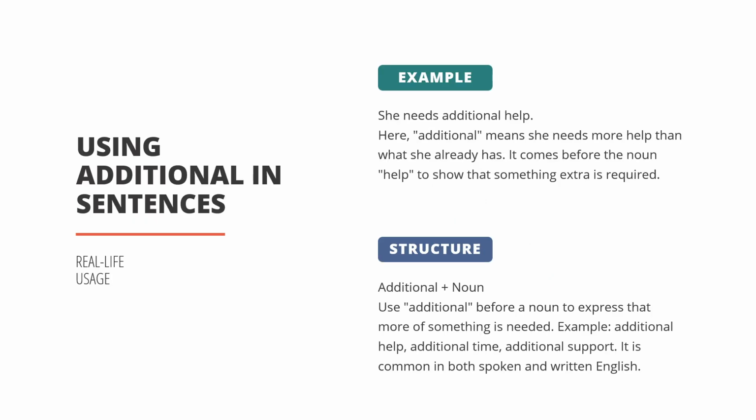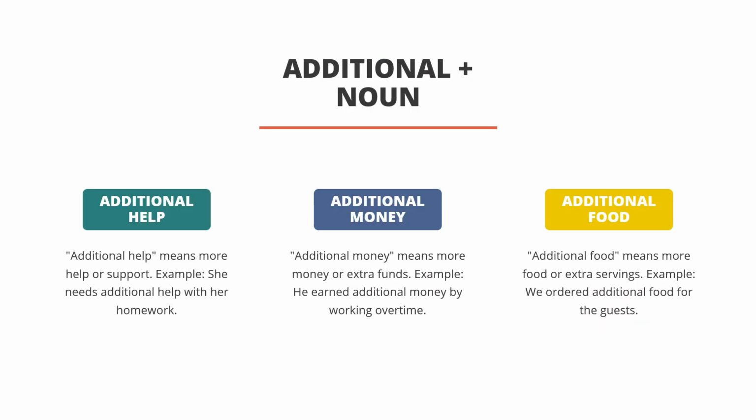Now let's see how to use additional in sentences. She needs additional help. This sentence means she needs more help. Additional comes before the noun help. Additional is usually followed by a noun. We say additional help. We say additional money. We say additional food. The word additional describes the noun that comes after it.